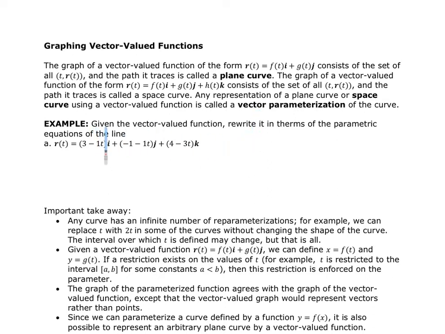So first, let's talk about what the parametric equations of this would be. Here's our vector valued function. The parametric equations would be x of t is equal to this part, 3 minus t. y of t would equal this part, -1 minus t, and z of t will equal this part, which is 4 minus 3t. So it is that simple.